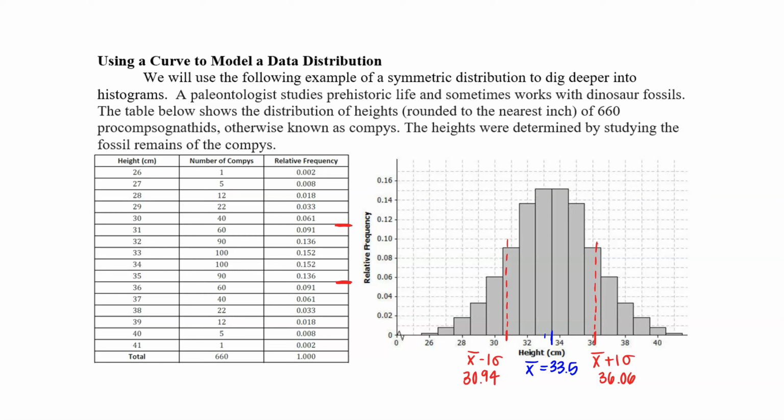So between these relative frequency values, I would add up and total for number 4, letter A, what percentage of compies lie between one standard deviation below and above the mean. When I added them up, I got 0.667, which means that about 66.7% of compies are between 30.94 to 36.06 centimeters.